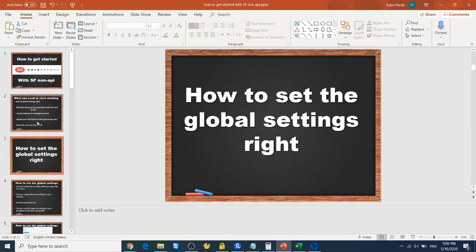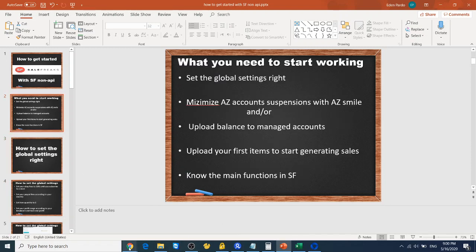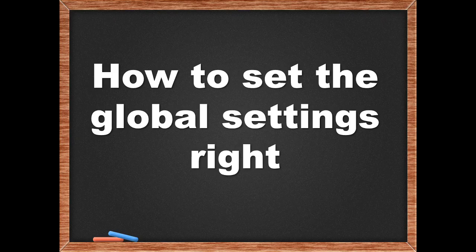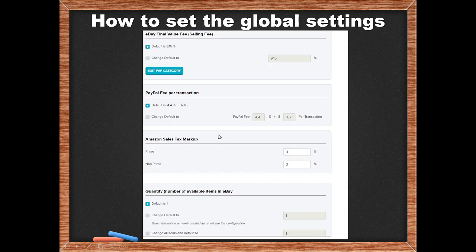Let me show you how it looks. So I got here, okay, I got here some screenshots for you. So this is from the global settings in Selfrix. Okay, so you see here, I set the default to, this is eBay fees. Okay, so 9.15 because I do have a subscription. When you subscribe to a store on eBay, it automatically gets down to 9.15%.